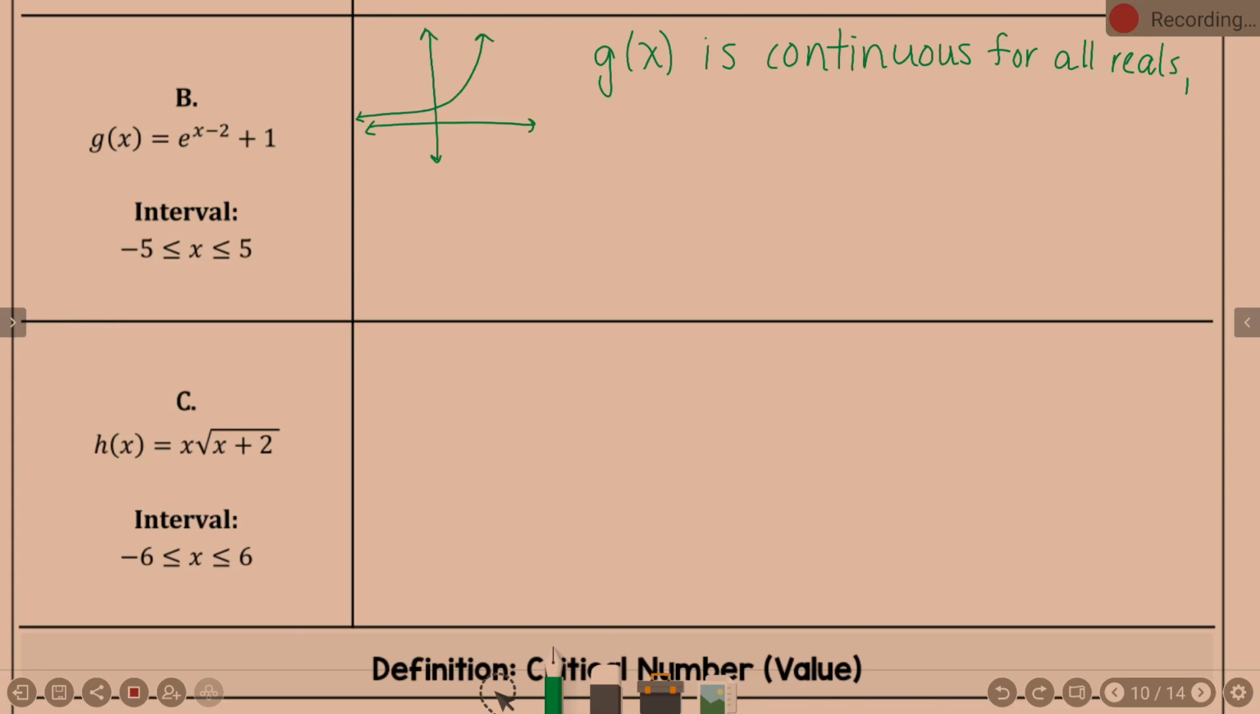G of x is continuous for all reals. Thus, EVT applies on -5 less than or equal to x less than or equal to 5.